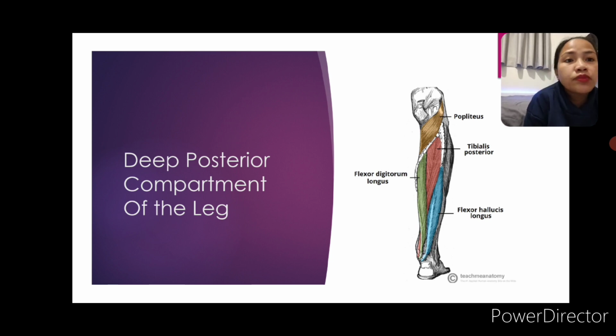Another thing is the popliteus. Here, this golden muscle here from this illustration. And what this does is flexion at the knee. And lastly is the tibialis posterior. It does inversion of the ankle and plantar flexion.